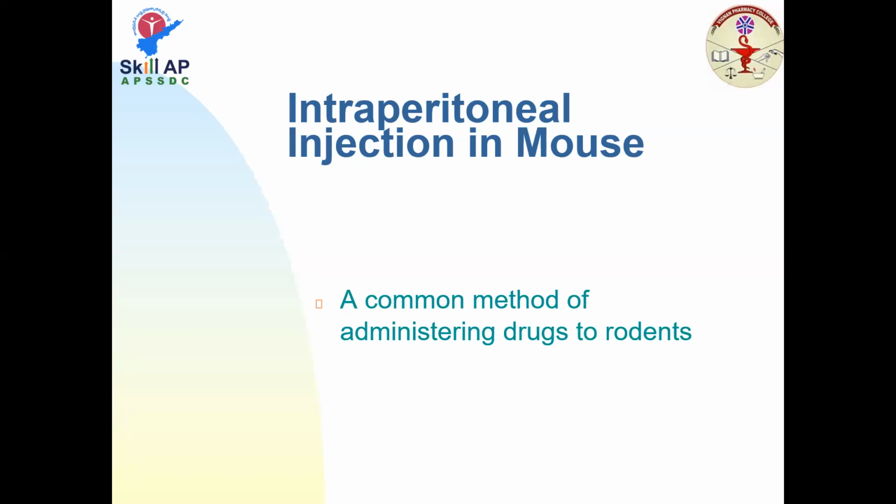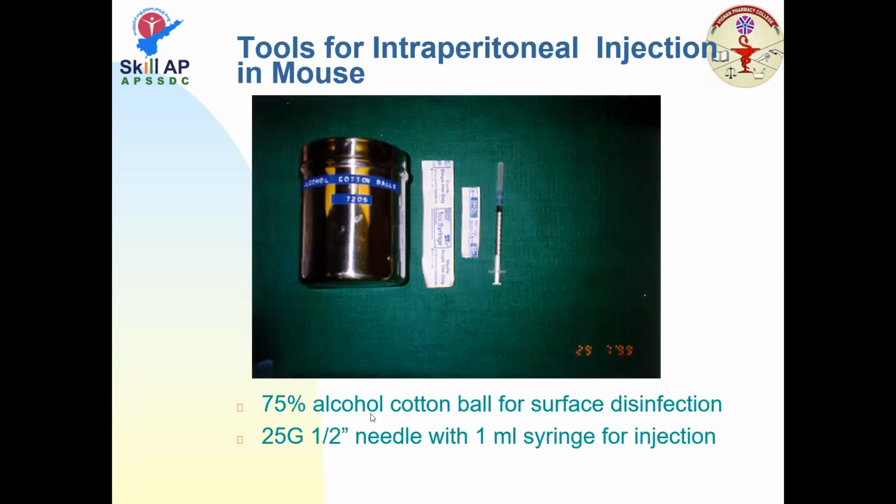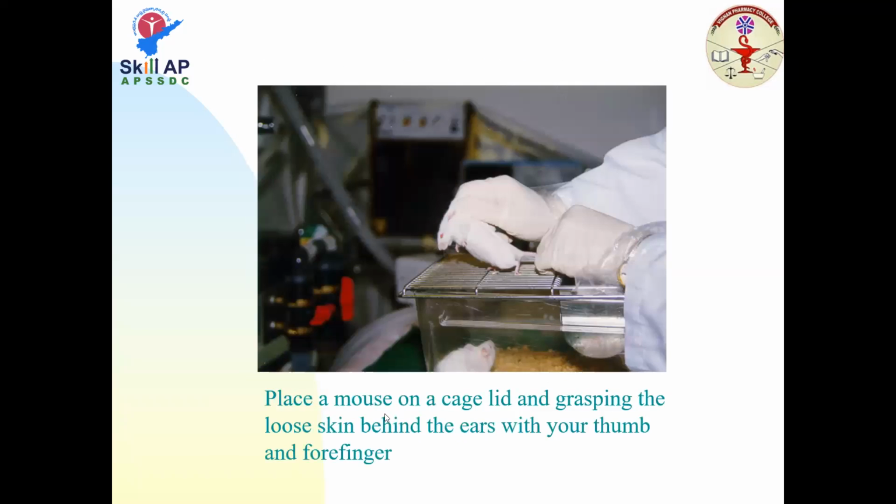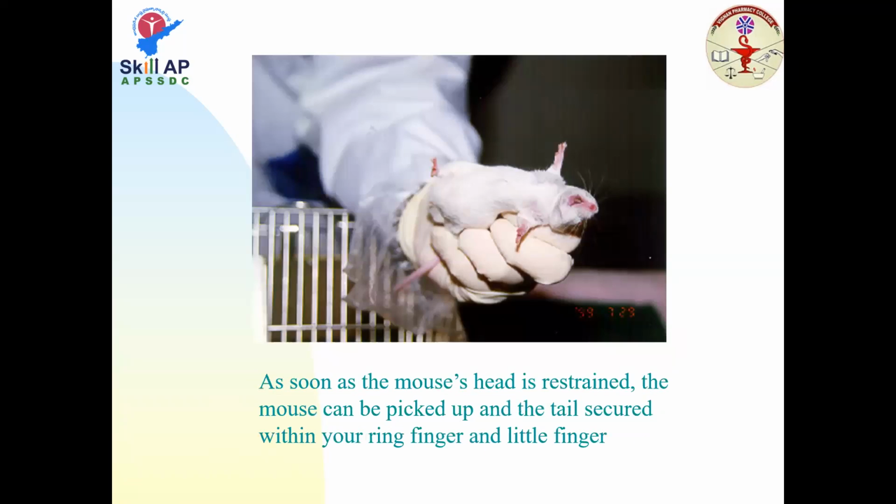Why do we give to the peritoneum? We can give large amounts of dose, and in the peritoneum there are not many vital organs. As there is only empty space, we are not damaging any organ. Same as before, place the mouse on the cage lid and grasp the loose skin behind the ears with your thumb and forefinger, and we'll be checking here. In this area, up to here, all the vital organs are present, whereas here there is only empty space, only the peritoneal cavity.